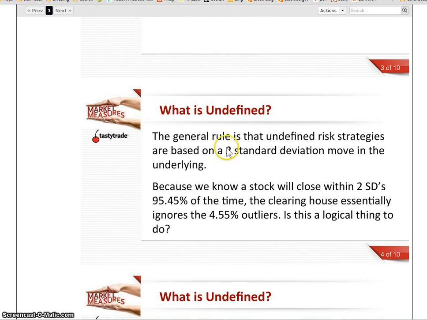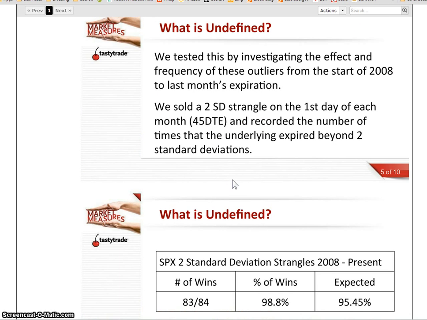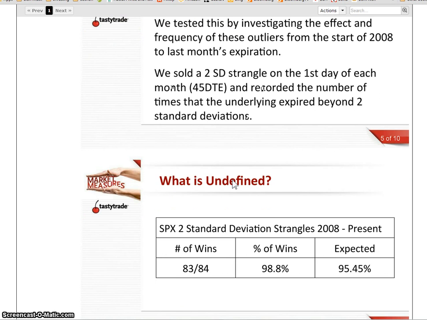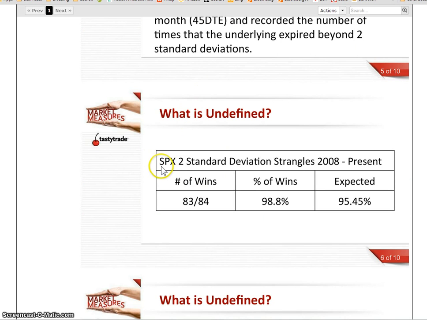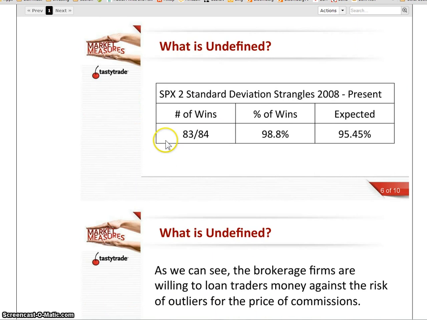Okay. So the general rule is that undefined risk strategies are based on a 2 standard deviation movement in the underlying. Okay, so you can watch this video, but basically remember now, Karen sells a 2 standard deviation out of the money put. Okay, so look, this is on the SPX, exactly what Karen the Super Trader does. Now they're doing 2 standard deviation strangles from 2008 to present. Here are the stats, and here's why she makes so much money. 83 out of 84 wins, and this is holding to expiration, no management.